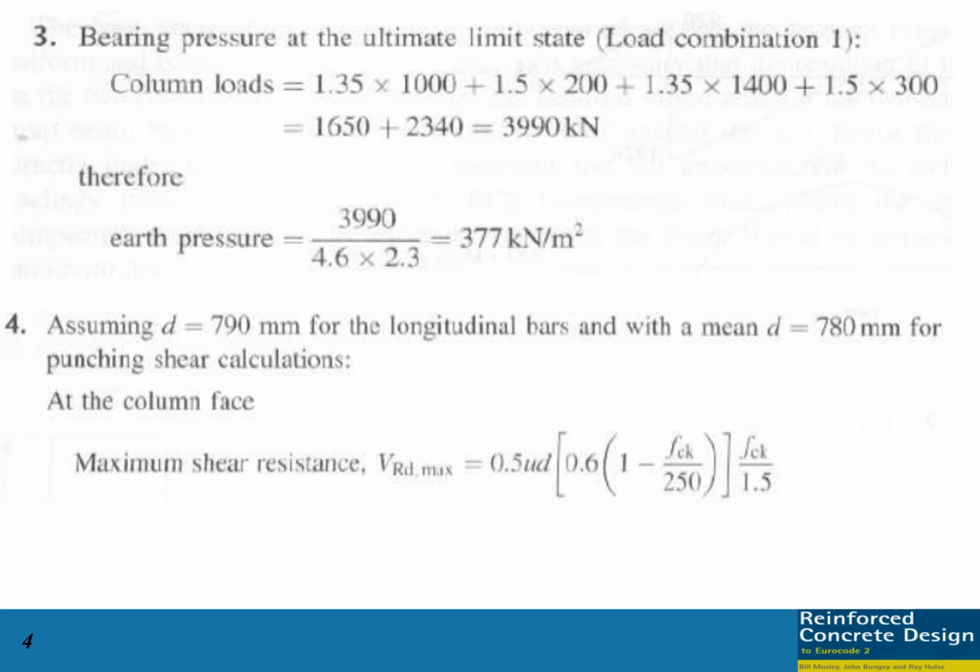At the column first, we can calculate the VRd,max, the maximum shear resistance without reinforcement, by using this equation: 0.5 u d multiplied by 0.6 multiplied by (1 minus fck divided by 250) multiplied by fck divided by 1.5. I think you are quite familiar with this equation for the shear resistance design.